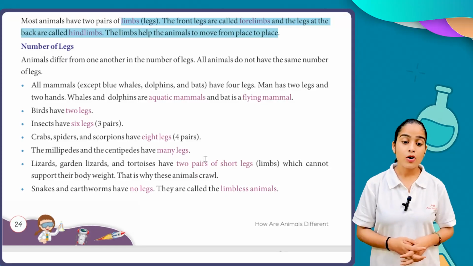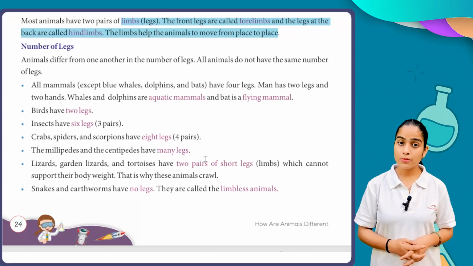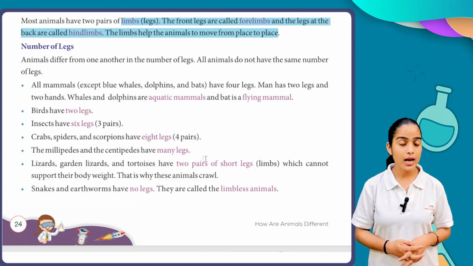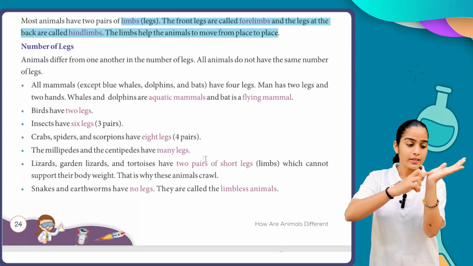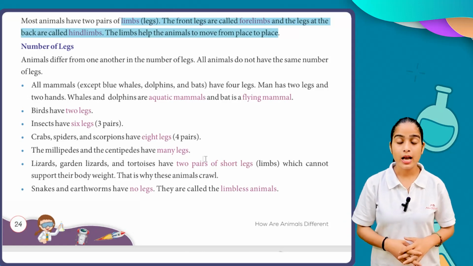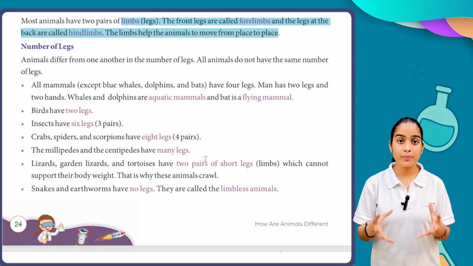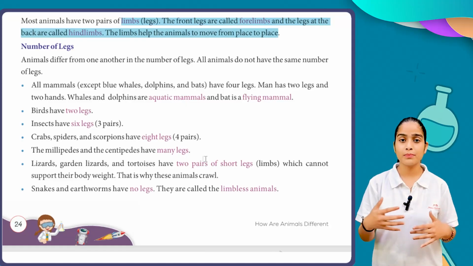They are called the limbless animals because they do not have legs, and legs are referred to as limbs. So these animals who do not have legs are referred to as limbless animals, and that is why they are just crawling with the help of the surface of the earth. Those animals whose body weight is not taken by their legs, they crawl, for example the tortoise.